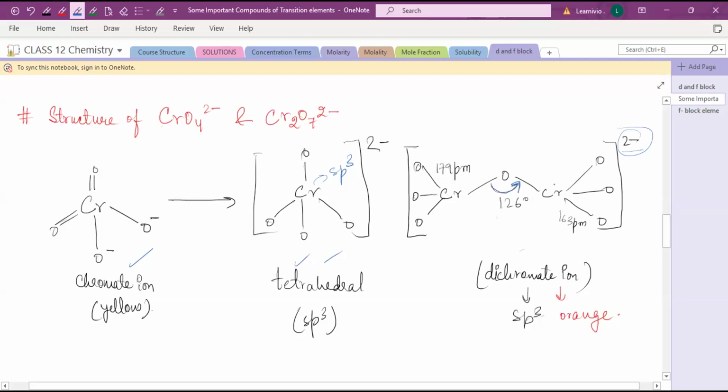And again, here the chromium hybridization will be sp3, sp3 for both the chromium. So that's the structure of chromate and dichromate ion. If in your exam they just ask you the structure, you can draw this structure.